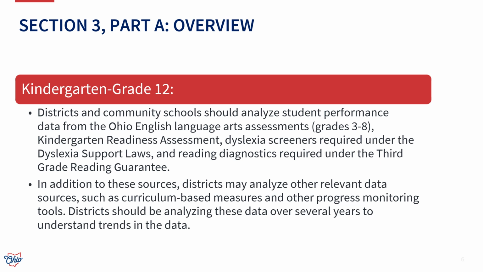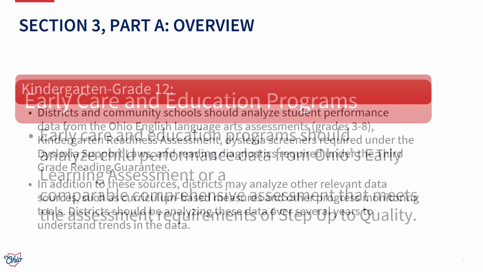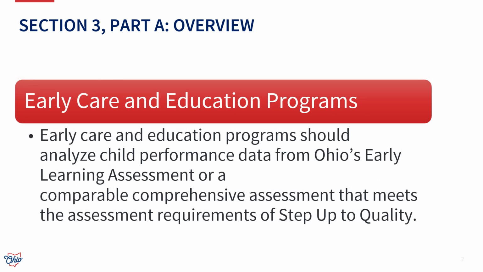third grade reading guarantee. In addition to these sources, districts and schools may analyze other relevant data sources, such as curriculum-based measures or other progress monitoring tools. Districts and schools should be analyzing these data over several years to understand trends. Early care and education programs should analyze child performance data from Ohio's Early Learning Assessment or a comparable comprehensive assessment that meets the assessment requirements of Step Up to Quality.